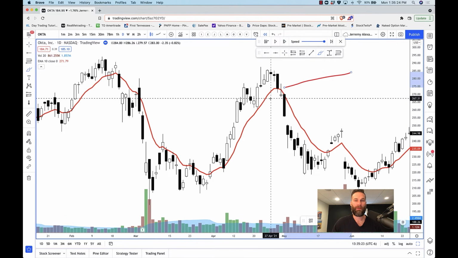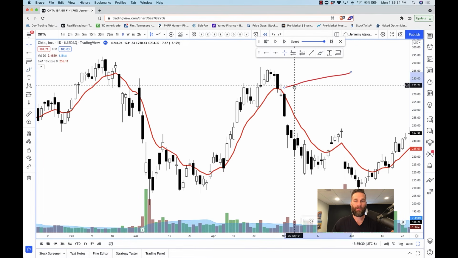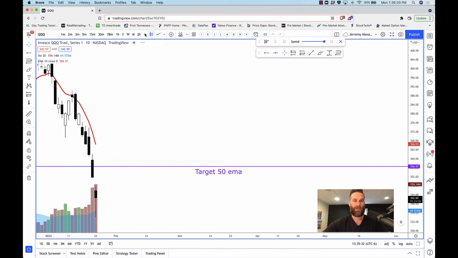Another perfect case in point, right there. Bull candle, closing below the 10, gorgeous. And as a reminder, this does work on every time frame. We've looked at the daily, we've looked at the 3-minute. Here's the weekly chart. Let's go to the Qs. Weekly chart on the Qs.